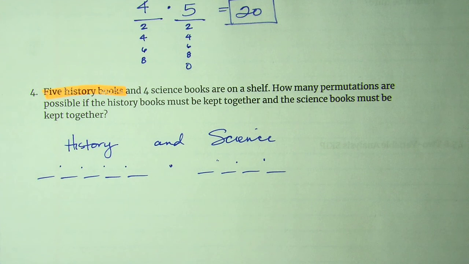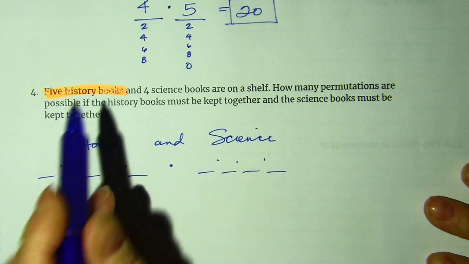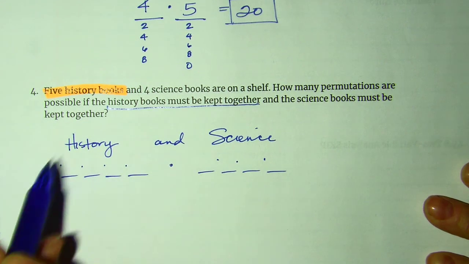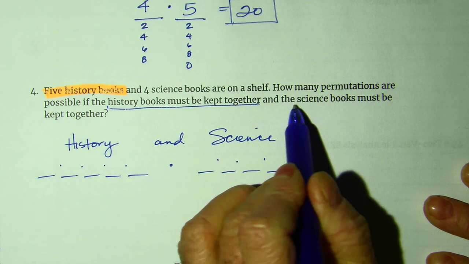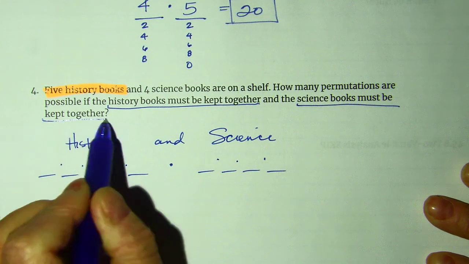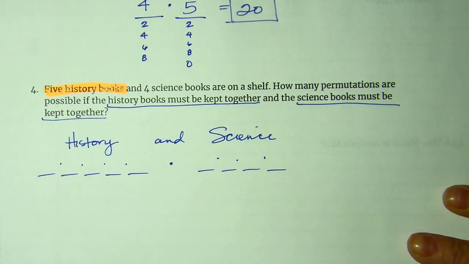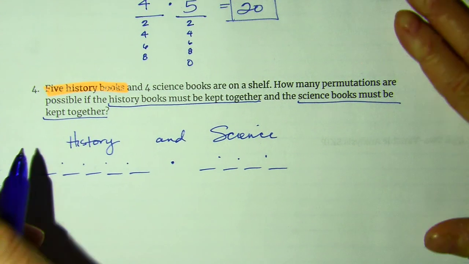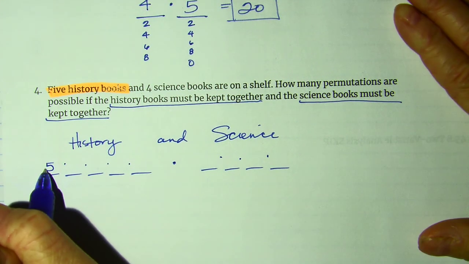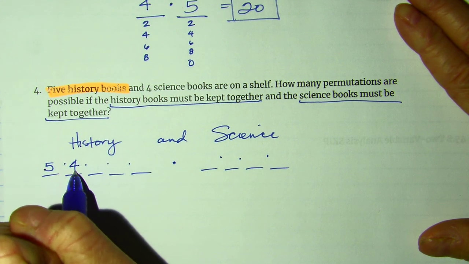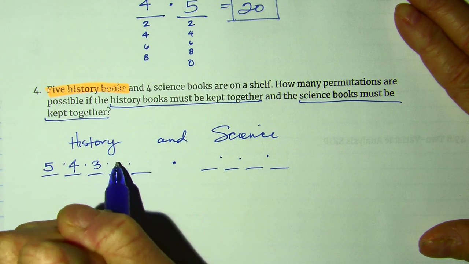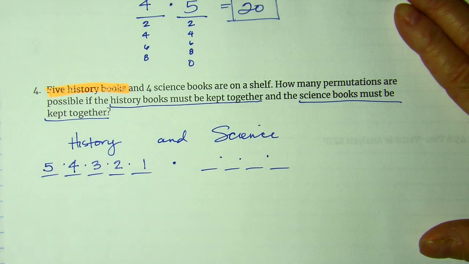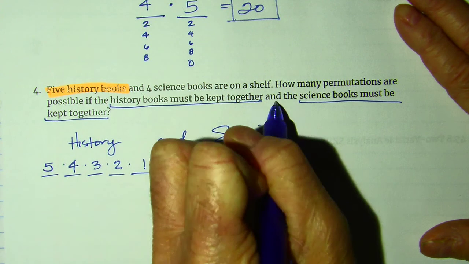How many permutations are possible if the history books must be kept together, that's why I put them all together, and the science books must be kept together? And if I have 5 different books, you physically can't put one book in 2 different places, right? So there's no repetition here. So I have 5 history books to choose from here. Here I only have 4 books to choose from, then 3, then 2, then 1. And means to multiply.